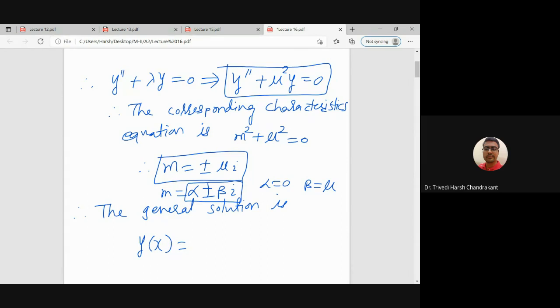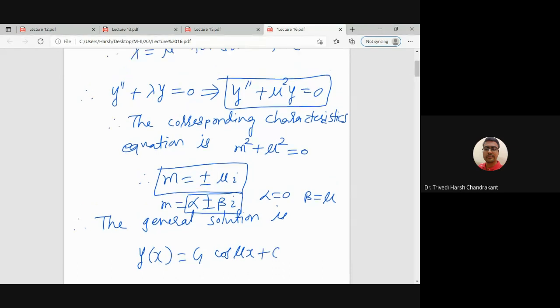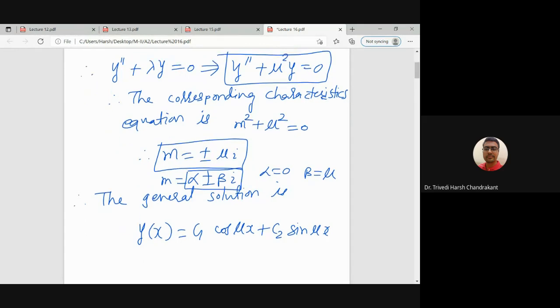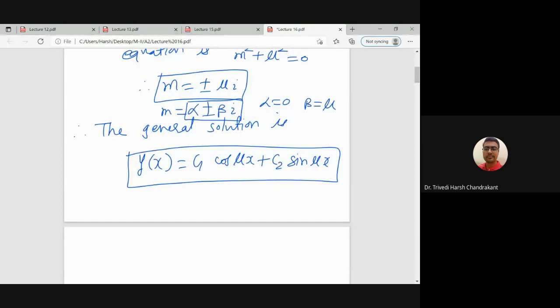So just substituting alpha is 0 in that, we get c1 cos mu x. So beta is mu here and c2 sin mu x, right? So this is coming from the third case of second order linear differential equation when we have two complex roots which are distinct, right? So now what is the next thing? We will use the boundary conditions.